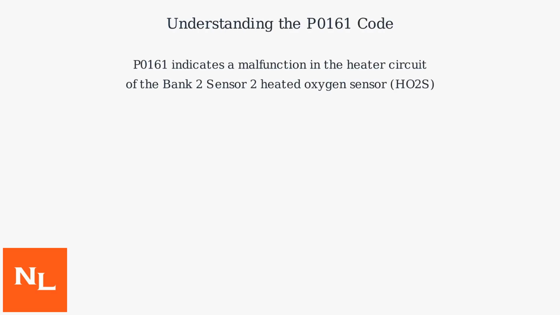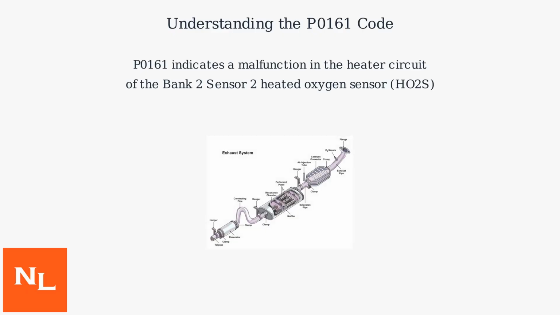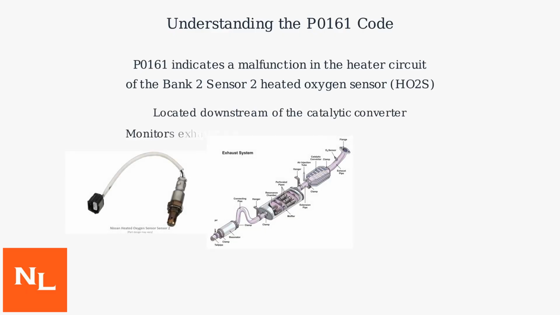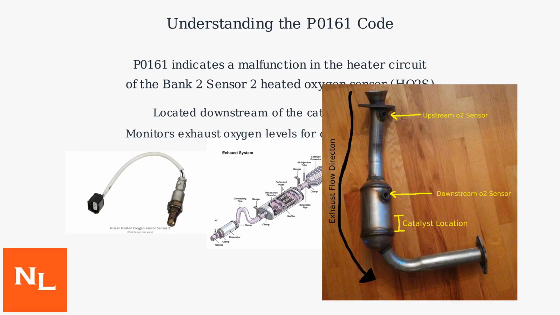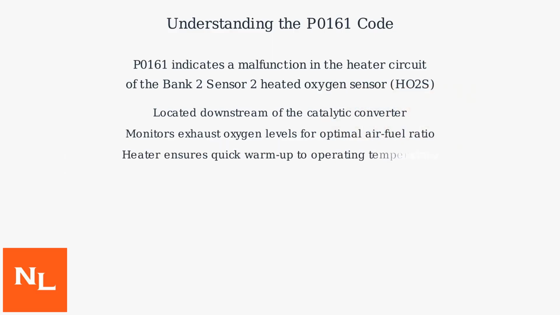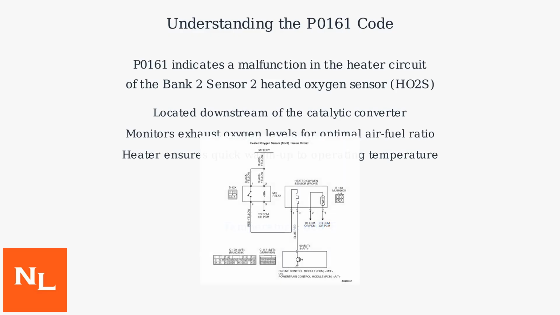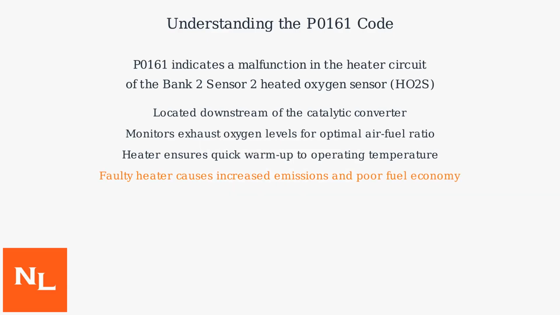The P0161 diagnostic trouble code indicates a malfunction in the heater circuit of the Bank 2 Sensor 2 heated oxygen sensor. This sensor is located downstream of the catalytic converter and monitors exhaust oxygen levels to optimize the air-fuel ratio. The heater circuit ensures the sensor reaches its operating temperature of 600 to 800 degrees Fahrenheit quickly for accurate readings. A faulty heater circuit can lead to increased vehicle emissions and reduced fuel economy.